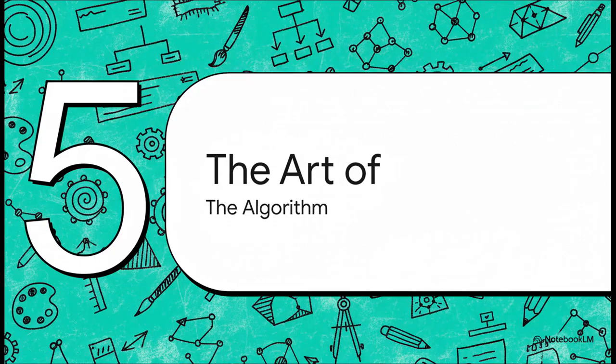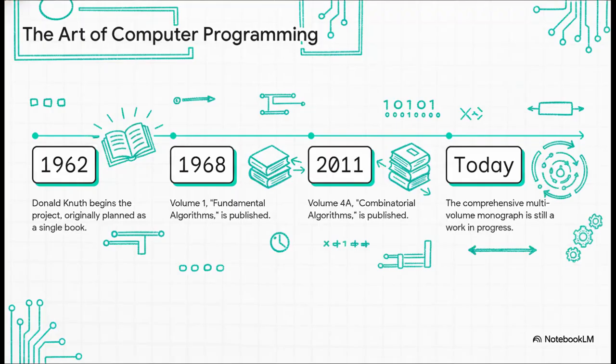You know, this whole field of designing and analyzing algorithms is so fundamental to computer science that people often call it an art. And if we're going to talk about the art of the algorithm, well, there's one legendary figure we absolutely have to talk about. This is computer scientist Donald Knuth. Back in 1962, he started writing what he thought would be a single book. That project turned into his life's work, a massive, multi-volume series called The Art of Computer Programming. The first volume came out in 1968, and believe it or not, it is still a work in progress today.